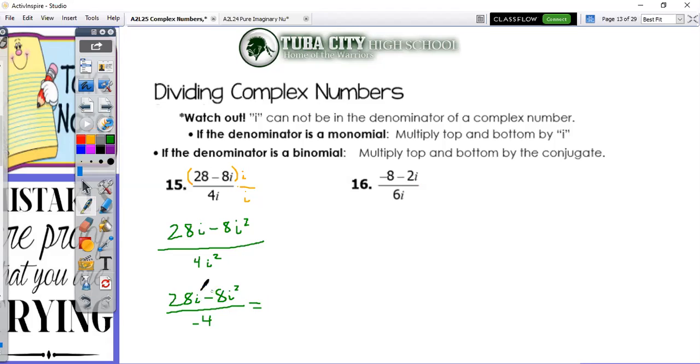I should have also reversed the placement of these, just to save myself a little bit of space, because it looks like I'm running out. So I'm going to do this one here. This would also be replaceable with -1, which is going to become my new real number. Negative times negative is positive, so that would be +8 divided by -4, which is -2. Here I have +28 divided by -4, so that's going to be -7i.